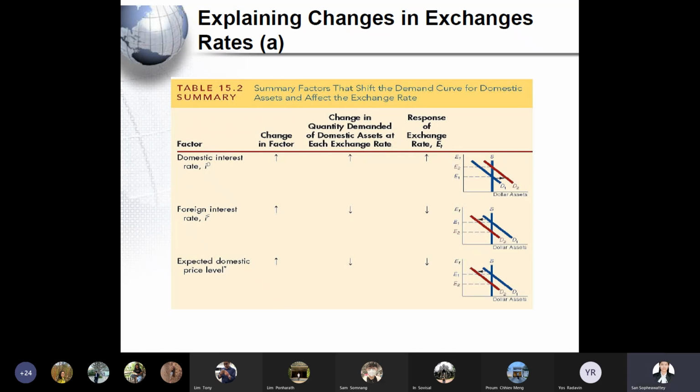And the expected domestic price level increasing in this case, in the long run the determinants of the exchange rate indicate that the value of the dollar will decrease in the future. Then the expected return on the dollar will fall. The quantity demanded declines, the demand shifts to the left, and the exchange rate falls or depreciates in this case.